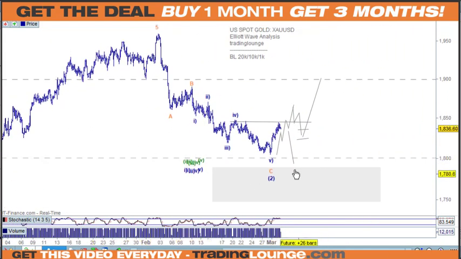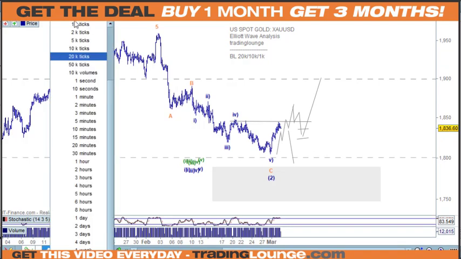That's that count. So I mean, we're just basically looking for 5 waves here for this. Did I talk about this yesterday? I must have done in one of the videos. Might have been the commodities or something. Let's go to 1,000 ticks.